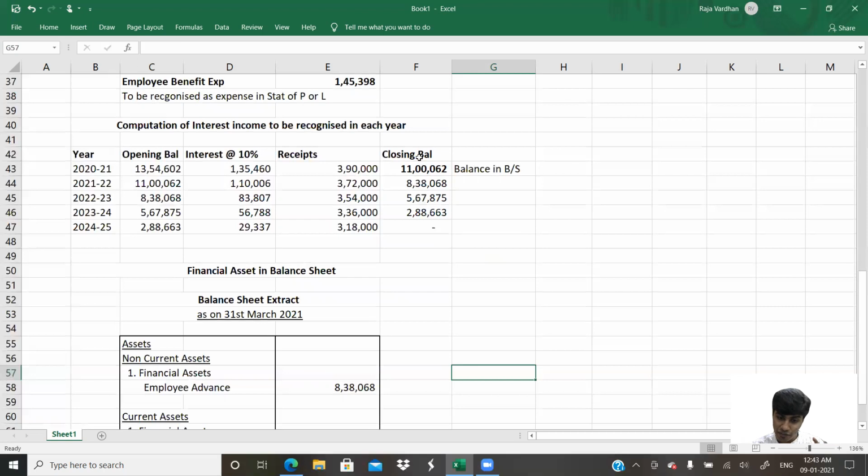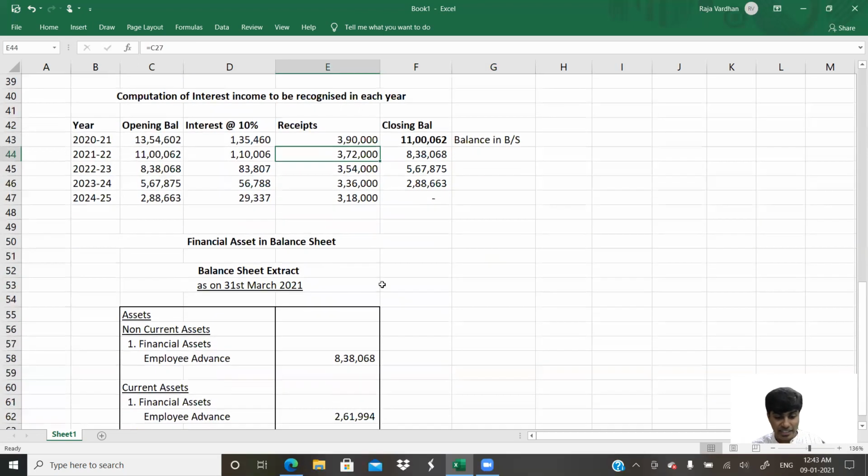Many of them, after they do it, will either forget it. If they remember, they'll say 3,72,000 is current. Boss, 3,72,000 is not current. Current is 2,61,994. How did we find this? You cannot jump by the receipt. You should go by the fact that out of this 11,262, there is some increase also happening with respect to interest. So that is the reason you can't take 3,72,000.